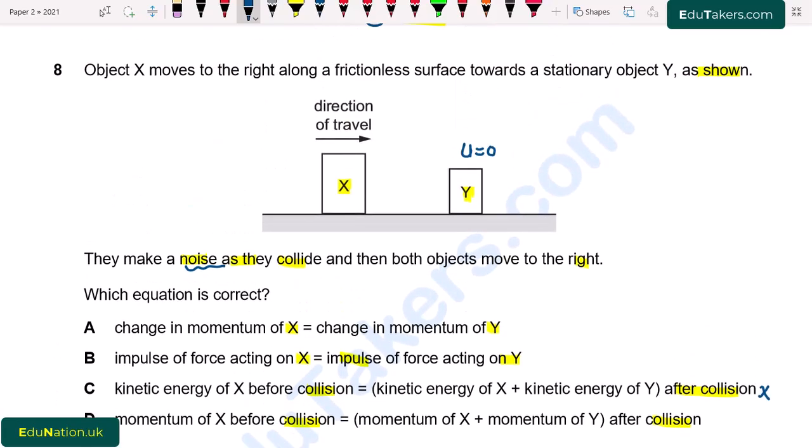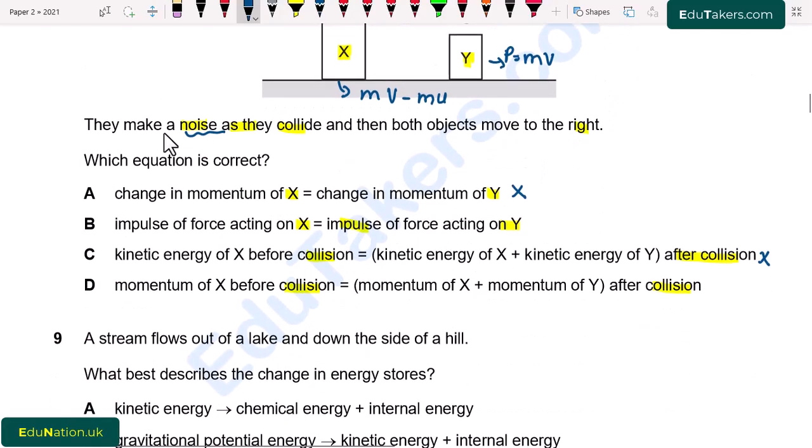Next we check the change in momentum of X and change in momentum of Y. First of all, change in momentum of X is mv minus mu, while for Y it will be mv because Y is stationary. So the change of momentum of both of these objects is not equal. A is also incorrect. Impulse is actually the change of momentum of the object. When the change in momentum of the objects is not equal, the impulse is also not equal. So B option is also incorrect.